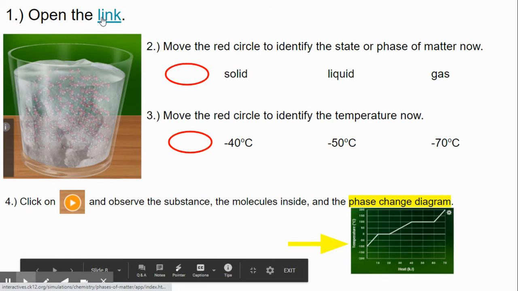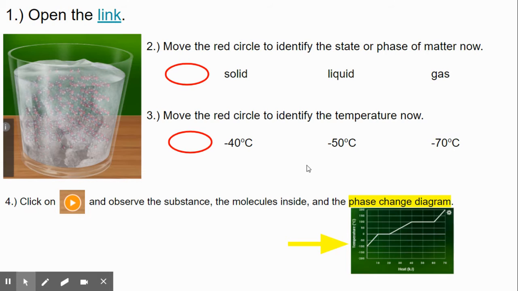So we're going to open this link, and in Google Classroom, you're going to answer these questions. You're going to move or do these activities. Move the red circle to identify the state or phase of matter. Move the red circle to identify the temperature now. And then click on the play and observe the substance, the molecules inside, and the phase change diagram. So let's go to this link.